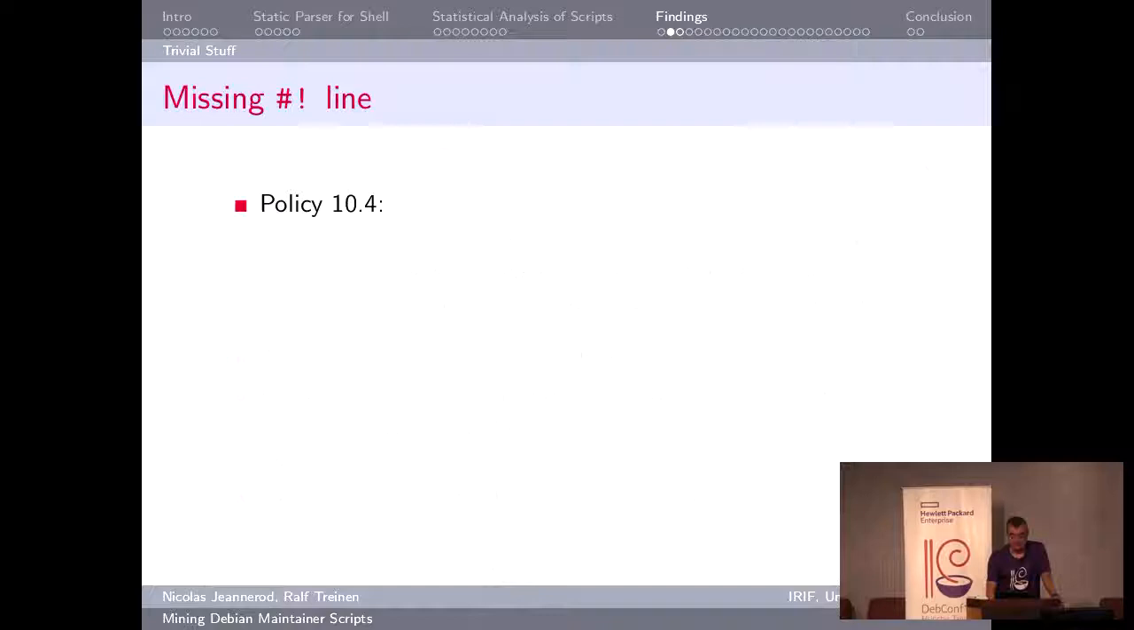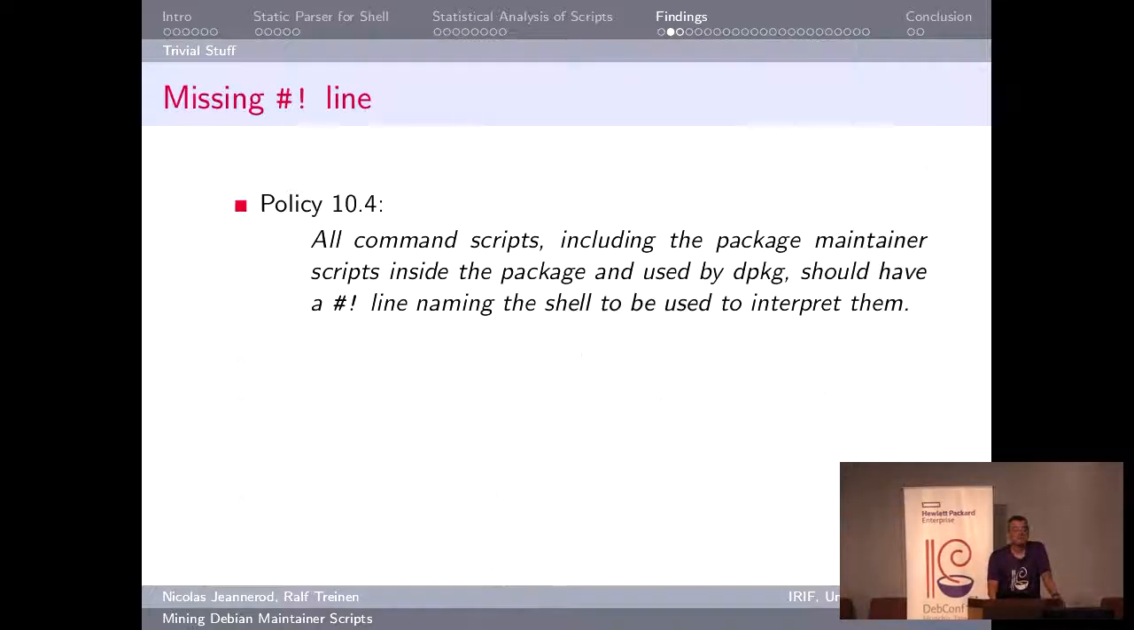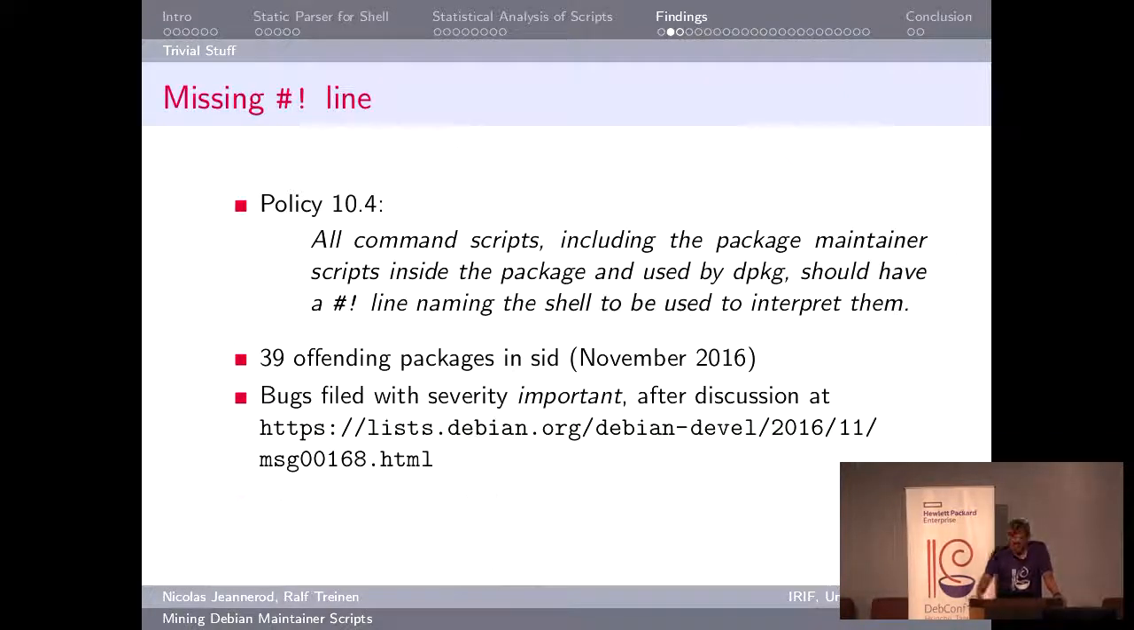The first thing is missing shebangs in maintainer scripts. In fact, policy says they should be there in the maintainer scripts. And we found about 40 packages which did not have them. And then we did, according to our rules, what has to be done. So we announced a mass bug filing. There was some discussion about the severity which would be appropriate for this, and we settled on important. And almost all of them have been fixed so far. So thanks for that. There are only 5 remaining of them.